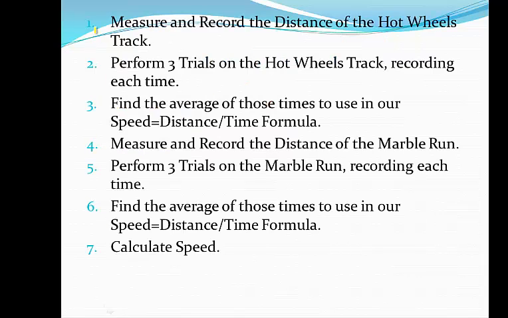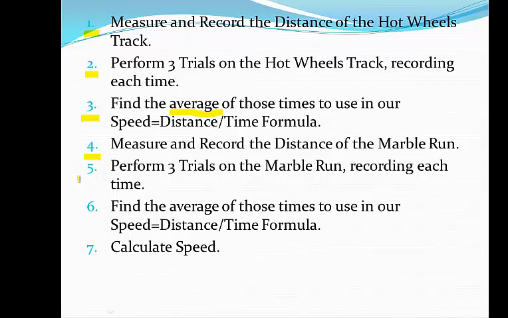Here are the steps we're going to do. Step number 1, measure and record the distance of the Hot Wheels track. Step number 2, perform 3 trials on the Hot Wheels track, recording each time, which is the best part. That's the most fun. Find the average of those times to use in our speed equals distance over time formula. And remember, to find the average, we're just going to add those 3 trials up and divide by 3. Number 4, we will measure and record the distance of the marble run.